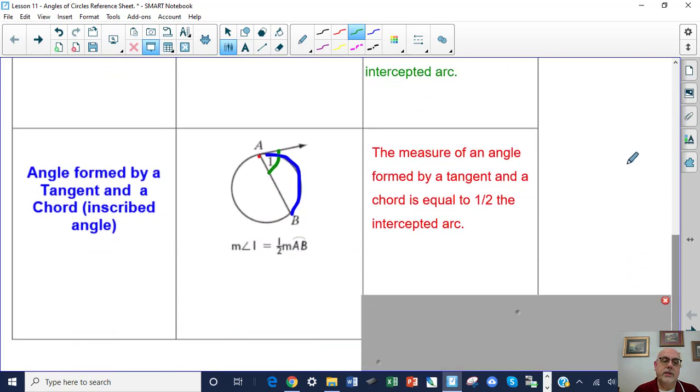An angle formed by a tangent and a chord follows the same rule as an angle which is an inscribed angle. The vertex is on the circumference, point A right here is the vertex, and it's half of the intercepted arc. And the intercepted arc is this arc here, arc AB.